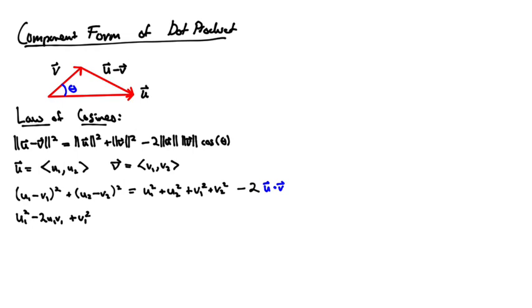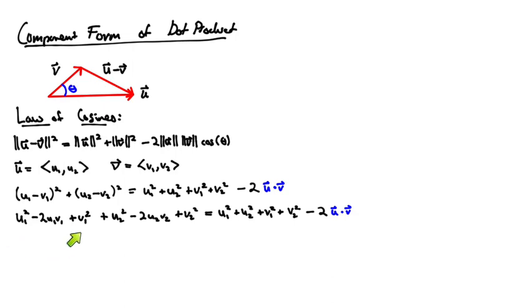You'll have something similar for this one. It's just everything's going to have a 2 on it. So u2 squared minus 2u2 v2 plus v2 squared. On the right-hand side, we have all the stuff that we had before, the sum of squares, and then this term involving the dot product. And lo and behold, lots of the terms will cancel out.